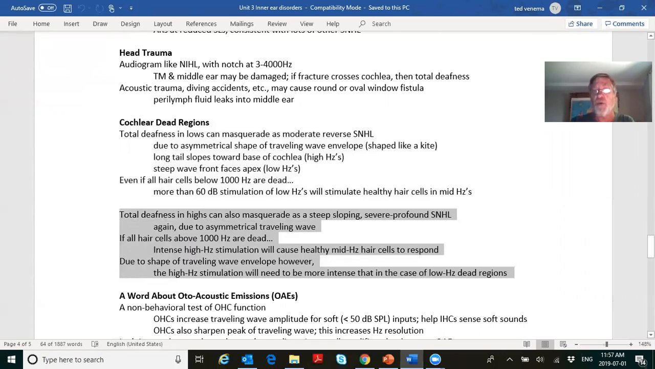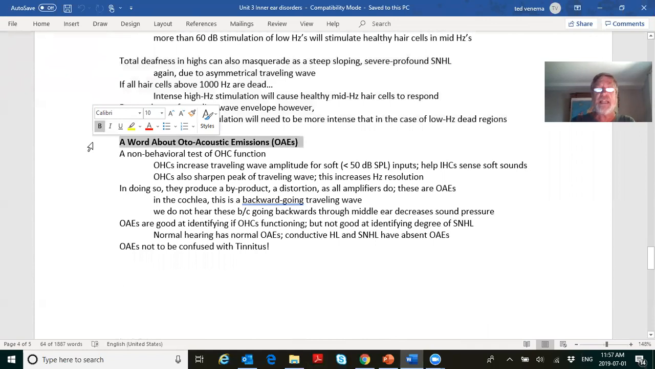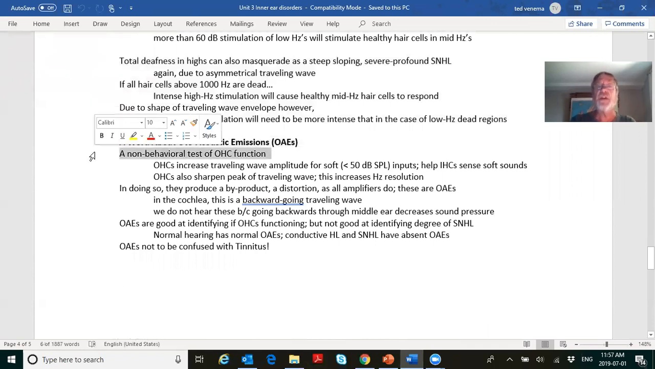And let's finish now with a word about otoacoustic emissions. OAEs are a non-behavioral test of outer hair cell function. Acoustic reflexes you can think of as a non-behavioral test too. And what part of the cochlea is it involving? The inner hair cells. OAEs are a non-behavioral test that looks at the outer hair cells. And remember, non-behavioral means no voluntary response on your part. The same goes for acoustic reflexes. They kick in whether you want them to or not, non-behavioral.